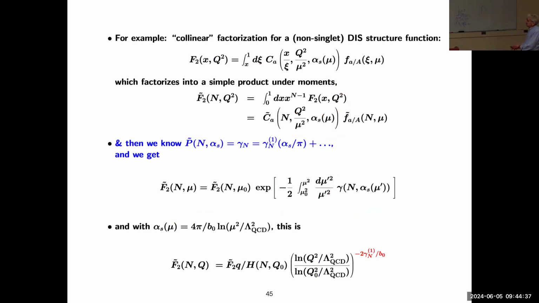So in collinear factorization, this is just going over the absolute basic results in DIS structure functions, for example, F2. There is a formula here that defines the structure functions in unpolarized scattering. It equals a sum, an implied sum over parton flavor a, and there are so-called Wilson coefficients, C's, which are functions of Q squared over mu squared, alpha_s of mu, and then we have our distributions as a function of mu.